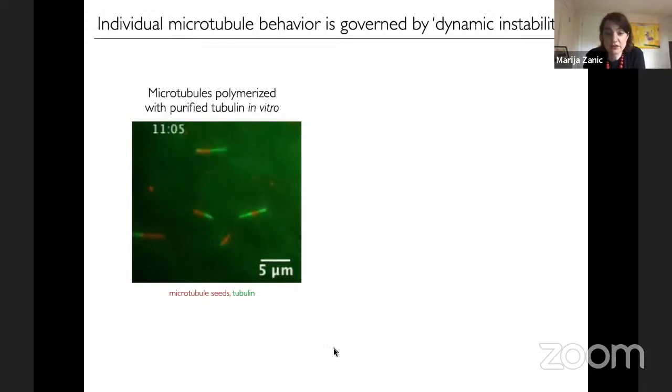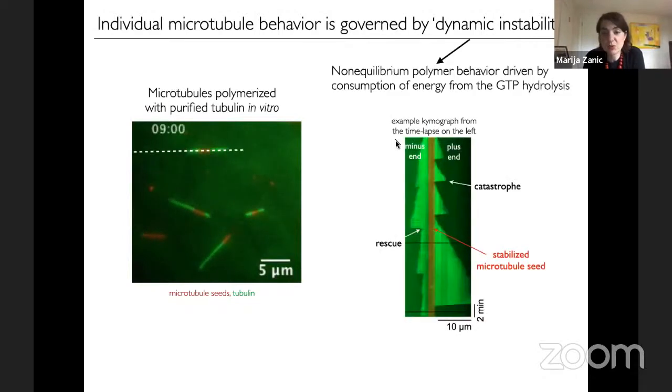So here's a TIRF movie, and thanks to Shashank for introducing this technique, showing a population of microtubules polymerized with purified tubulin in vitro. If we focus on any one of these microtubules, and I apologize that my kymographs are going with time in the vertical direction, which is a convention in our field. So length is horizontal and time is vertical.